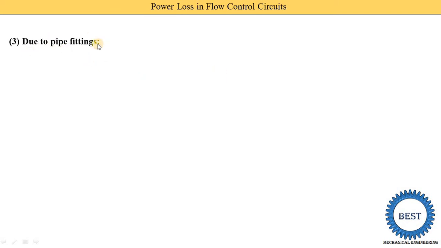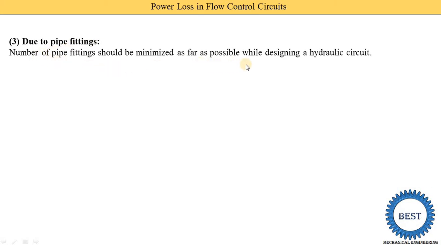Due to the pipe fitting. The number of pipe fittings should be minimized as far as possible while designing a hydraulic circuit, meaning we need to minimize the number of joints. So we need to use continuous pipes, which means pipe fittings are reduced, or we need to minimize the various turns. Turn means sometimes we use an elbow for 90 degrees, sometimes we need to move at 45. So these are the various pipe fittings, and we need to minimize them as far as possible.